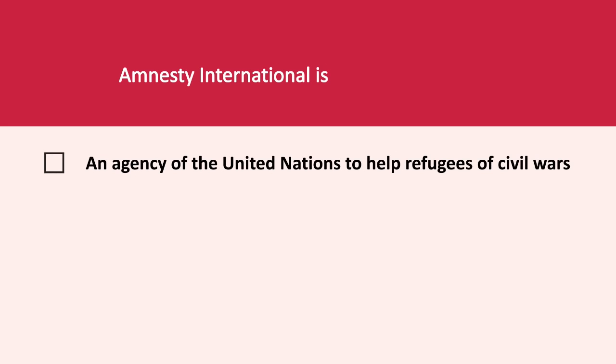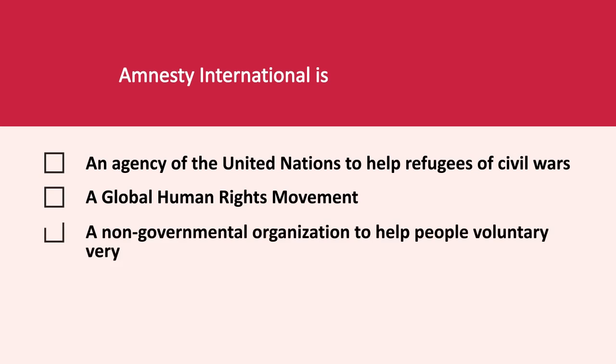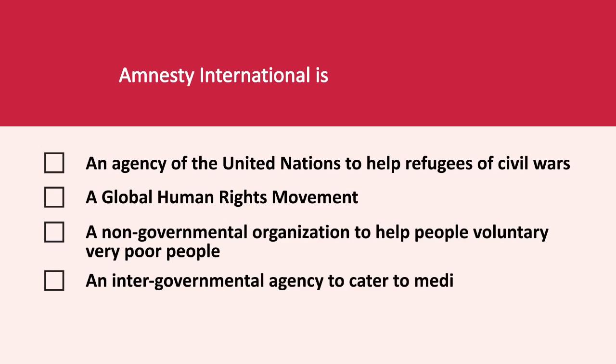One of these questions has been: Amnesty International is an agency of the United Nations to help refugees of civil wars; second, it's a global human rights movement; the third, it's a non-government organization to help people voluntarily from the very poor section; and the fourth, it's an intergovernmental agency to cater to medical emergencies in war-ravaged regions. Now, it's a global human rights movement, essentially, Amnesty International.